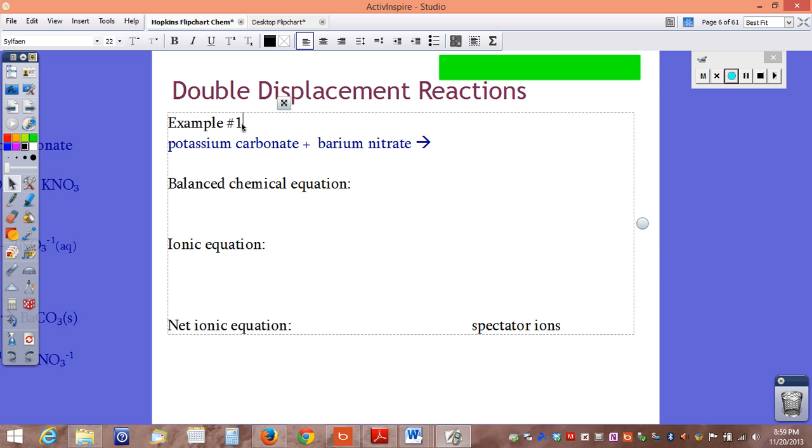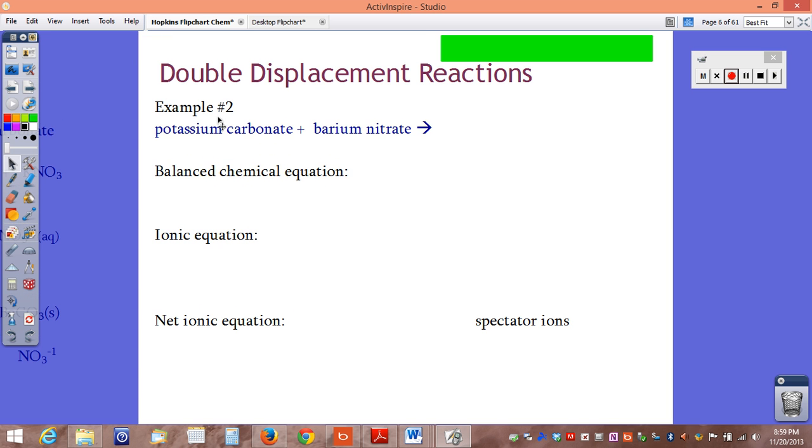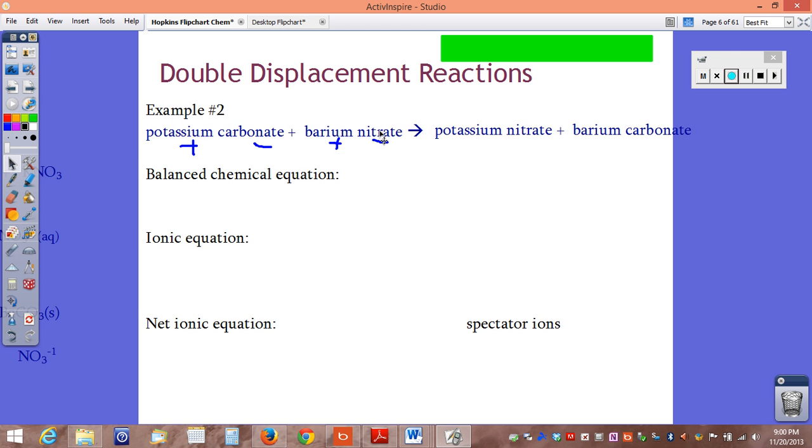Example number 2. Potassium carbonate plus barium nitrate. Once again, we want to have the positives and the negatives switch partners, so you always end up with a positive and a negative together so that they can cancel each other out. So I'm going to get potassium nitrate and barium carbonate. Now, which one I want to list first, it doesn't really matter. If I want to say potassium nitrate plus barium carbonate, that's fine. If I want to say barium carbonate plus potassium nitrate, that's okay, as long as they're on the right, as long as they are the products.